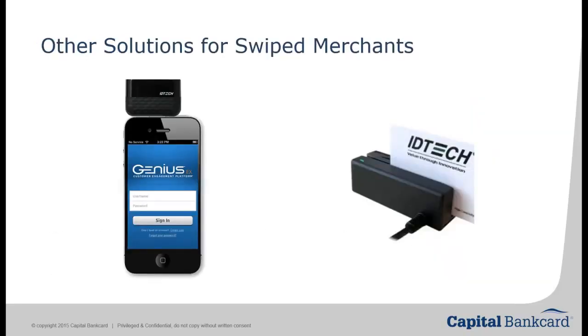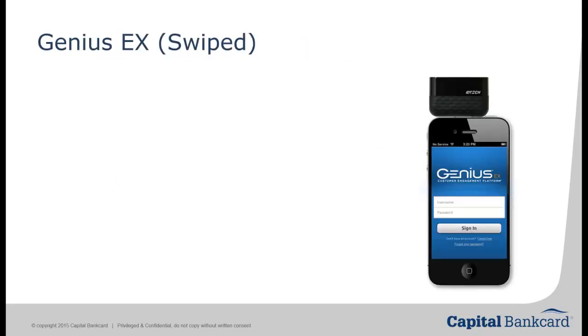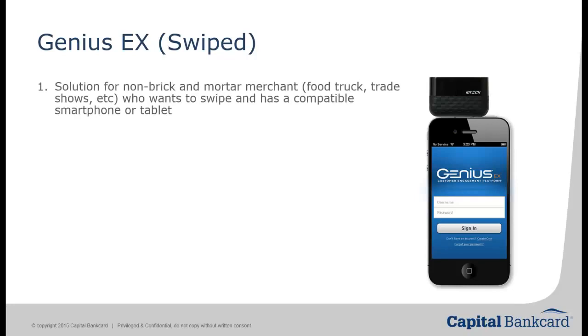Now, let's talk about some other solutions for our swiped merchants. First, let's touch on Genius EX. This is a great solution for your non-brick and mortar merchant, your food truck, trade show merchant who wants to swipe and has a compatible smartphone or tablet. Now, this is a great, very robust program that we've got. It's a free download where they're actually able to run transactions, do voids, ton of different things.